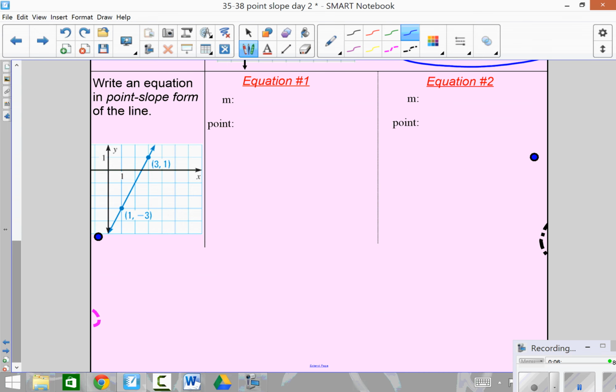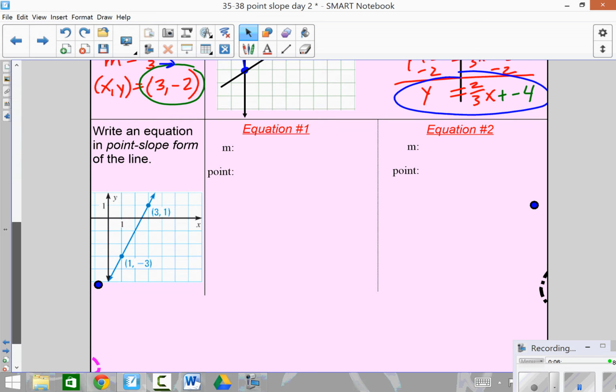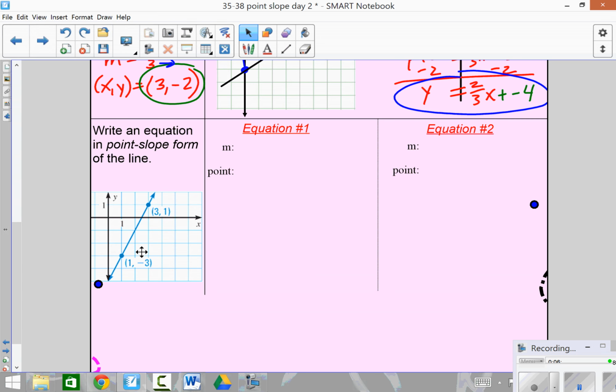And last practice problem here. Write an equation in point slope form of the graph. So we have two ordered pairs here. In other words, we're going to do this two different times. You're going to see that both answers come out the same. So let's go ahead and calculate the m for both of these equations, because they're both going to be the same, since they're from the same line.